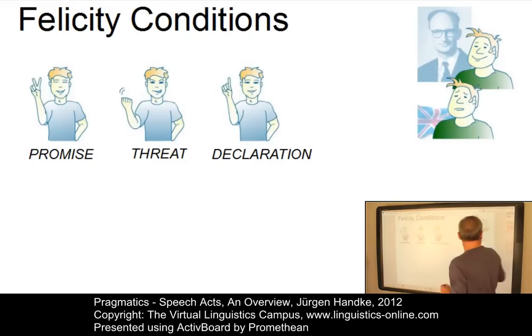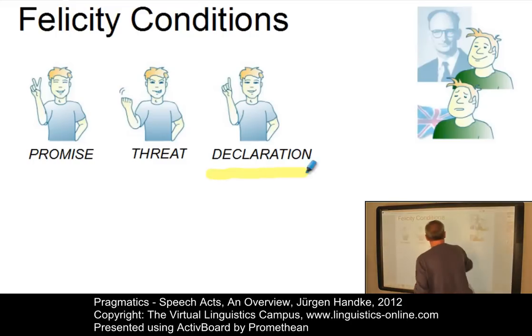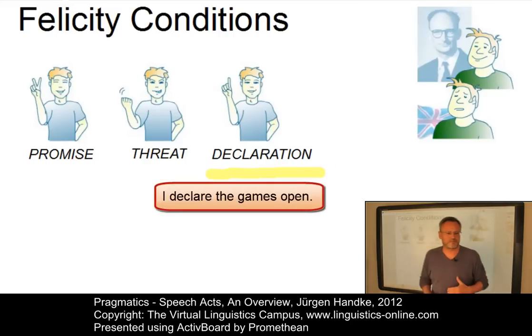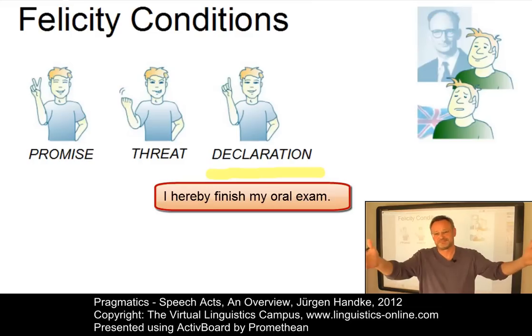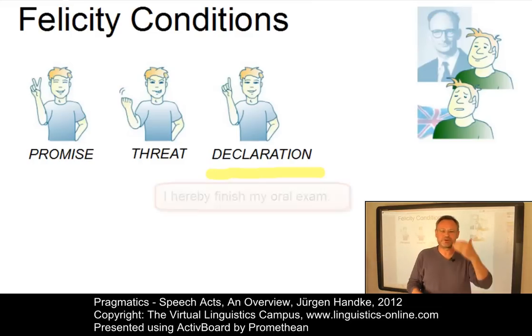Here are some examples of declarations. I declare open the Olympic Games. Well, can I do it? Certainly not. I'm not the person who is entitled to do so. So I have just violated one felicity condition. I sentence you to 6 months in prison. Again, I can't do that. Or could you say something like, I hereby finish my oral exam? You'd love to, but you can't, because it's your examiner who is entitled to do that.